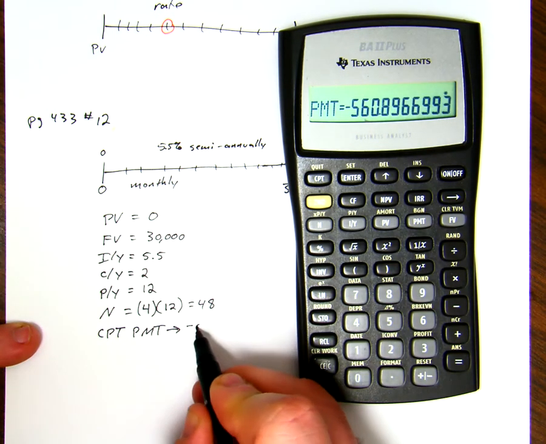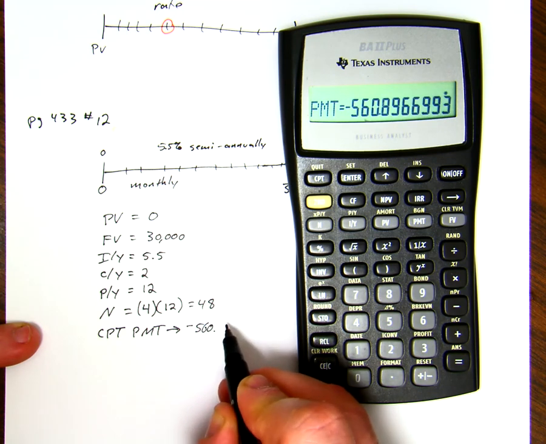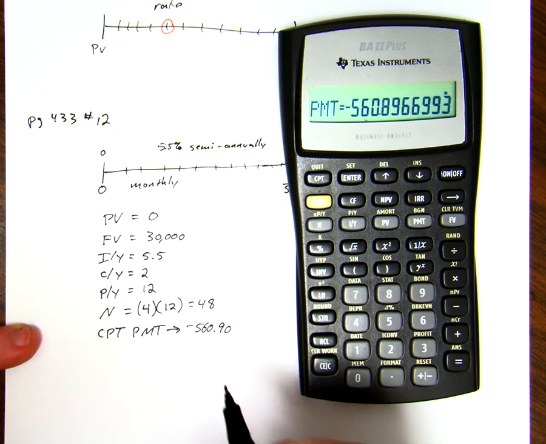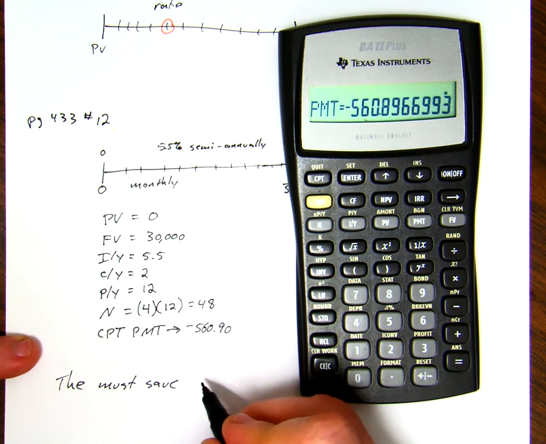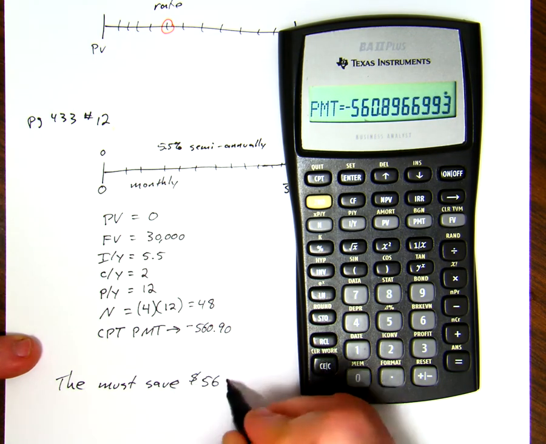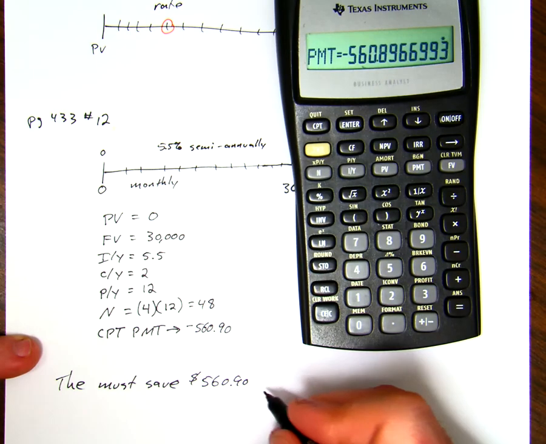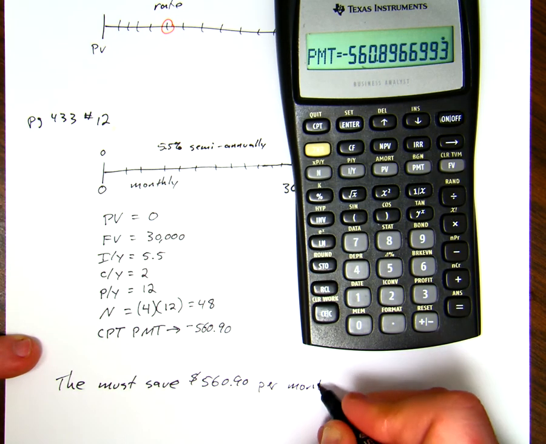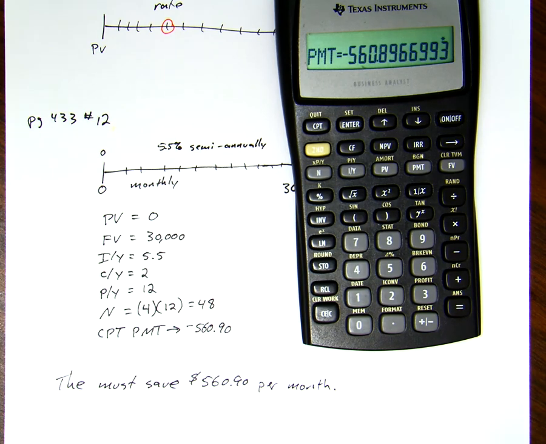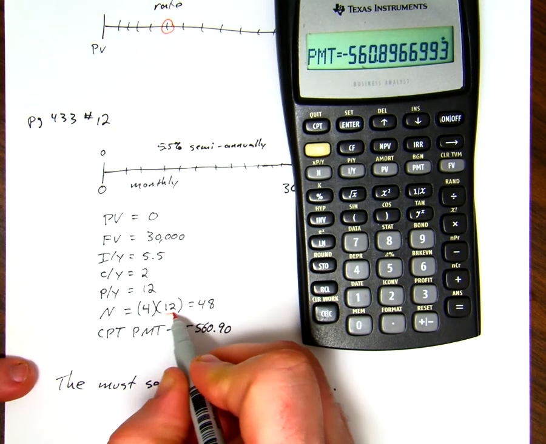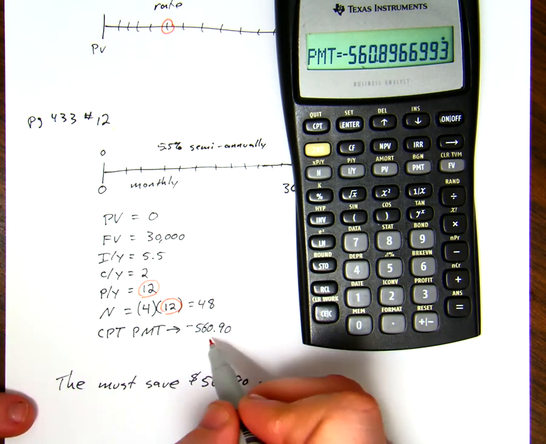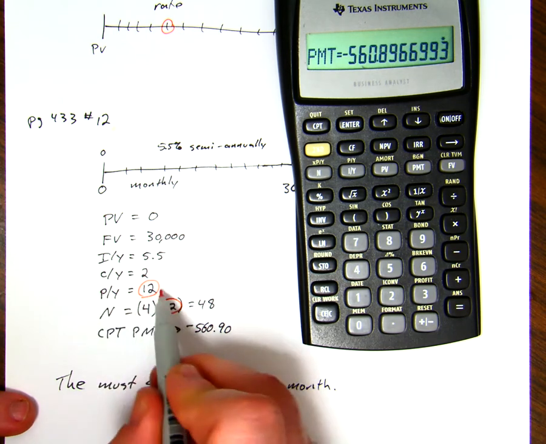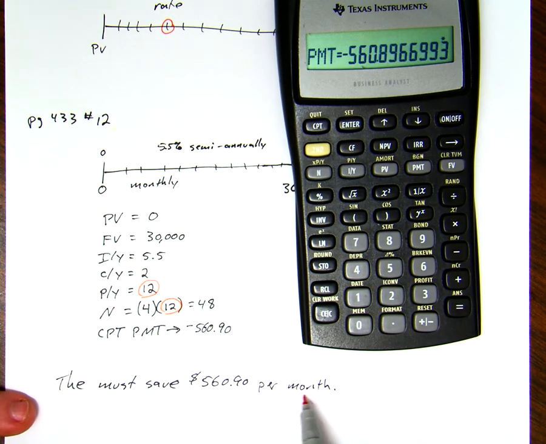And we're going to compute the payment to be negative $560.90. So they must save $560.90 per month. The big thing to note here is this N is related to payments per year, and the payment is the amount that relates as well. So the payments are going to be monthly as an output.